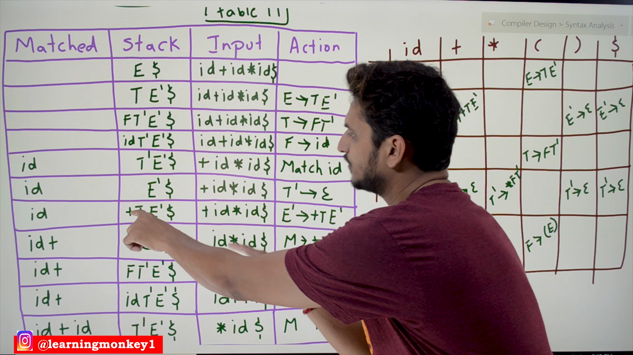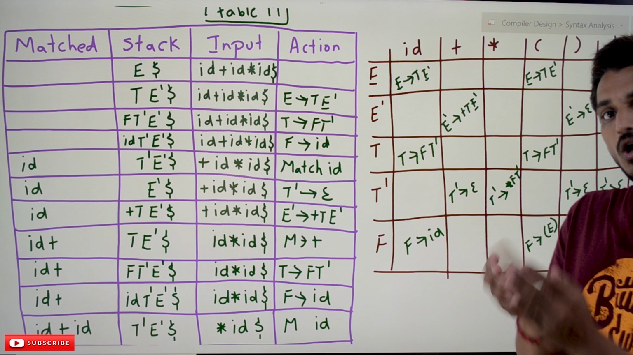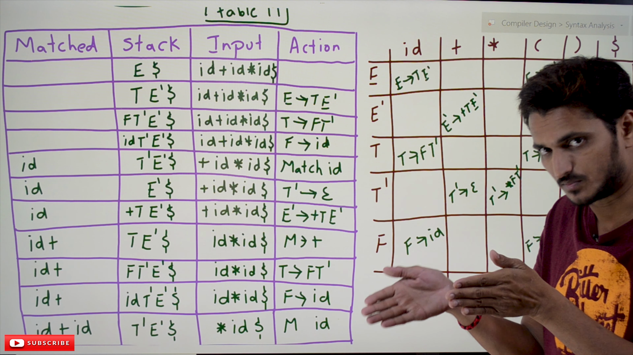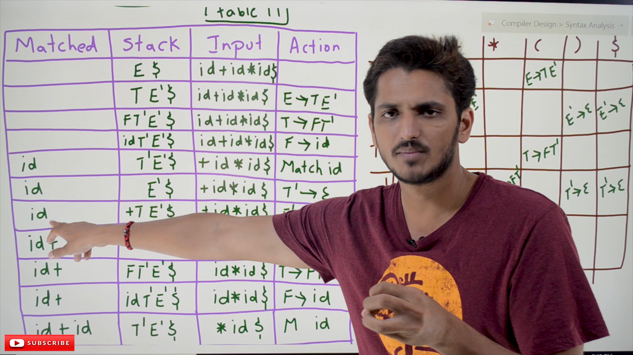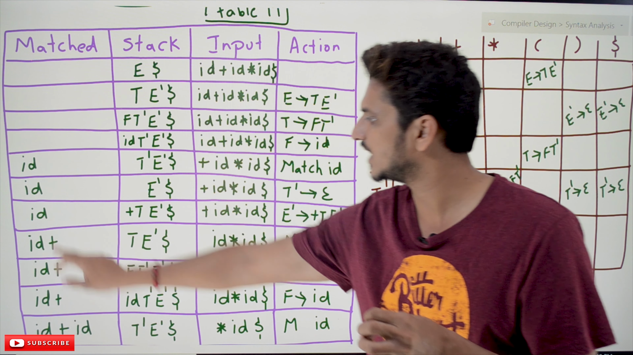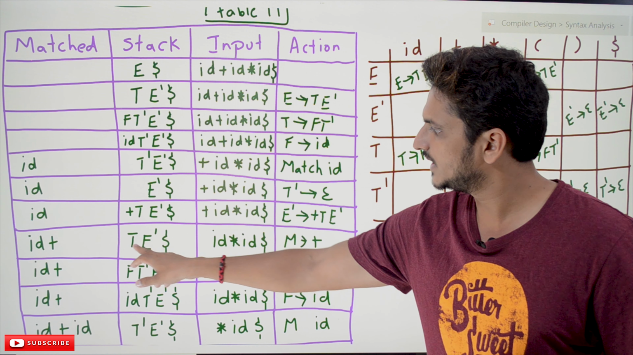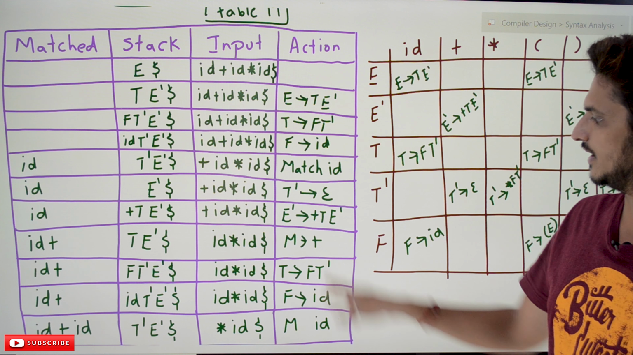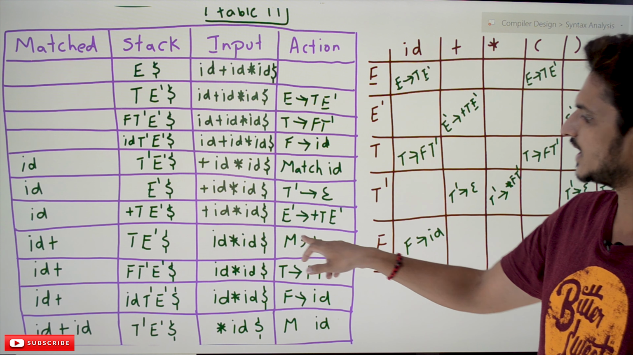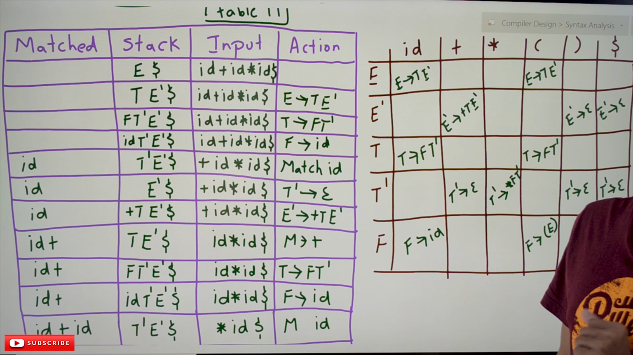Now stack top and the input is matching. Take out that, move on the input space, move one step right side, take out the stack symbol and add it to the matched symbols. ID plus has been matched. After popping out the plus, T E dash dollar ID star ID dollar has remained. What action has been taken? M means match, matching the symbol plus. That is what we have done.